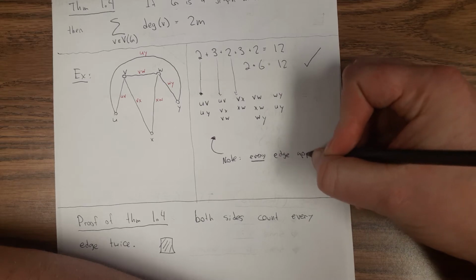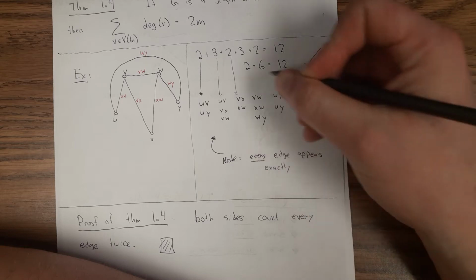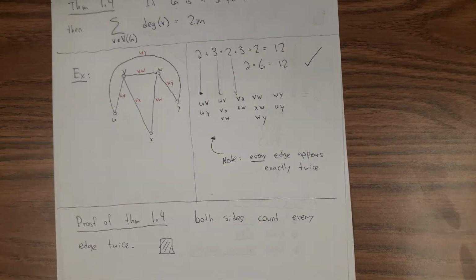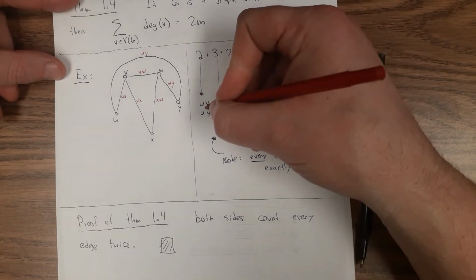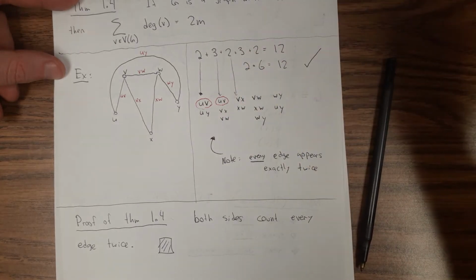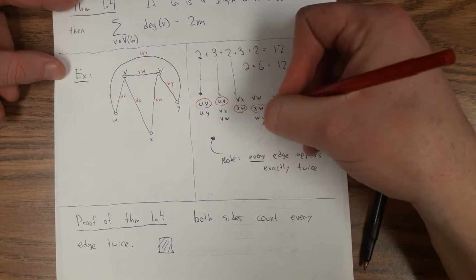In this list, every edge appears exactly twice. For example, UV appears here and here. What's another edge? Say XW. That's here and here.